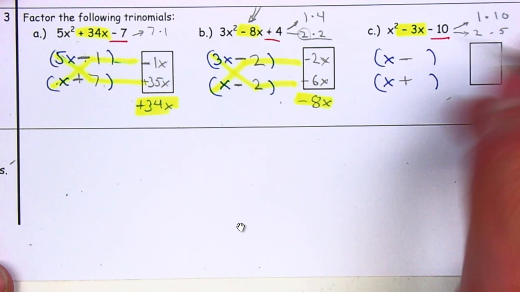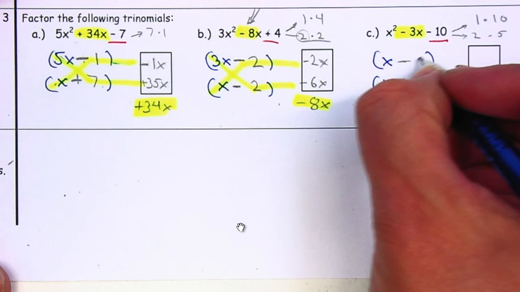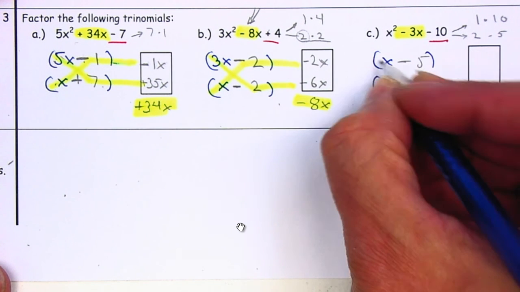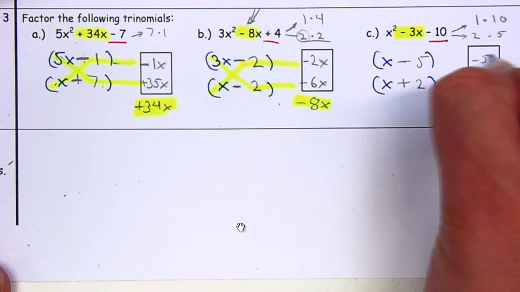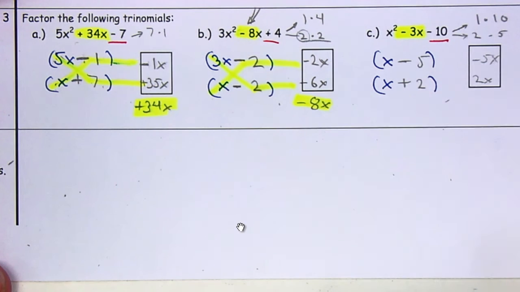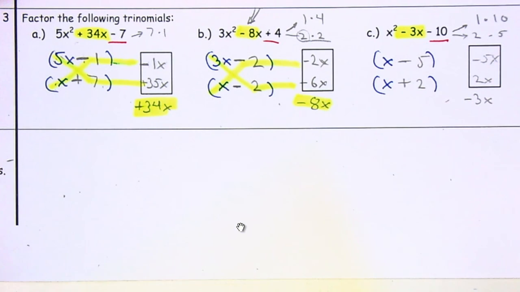Now, you can think ahead of time. Where should I place my 2? I need to end up with a negative number, so I'm going to place my 5 in here and my 2 in here. That gives me 2x minus 5x. And if I add them, it gives me negative 3x, and that matches.